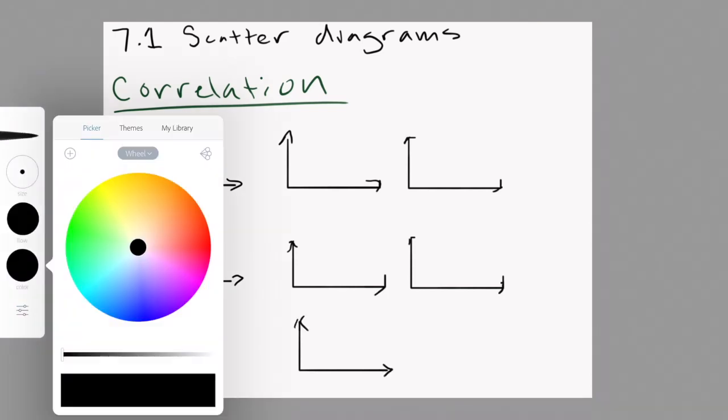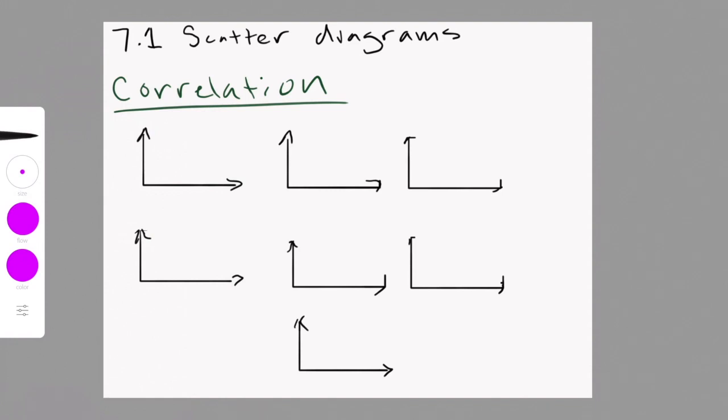Here is a quick run-through of all of the different types of correlation. The P stands for positive, the N stands for negative, the W stands for weak, the M stands for moderate, and the S stands for strong, and the no stands for no correlation.